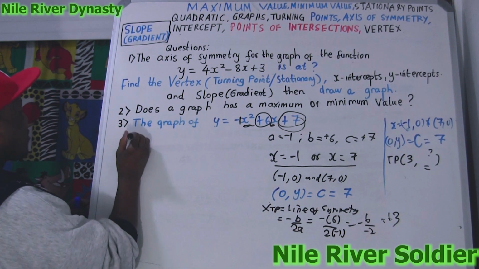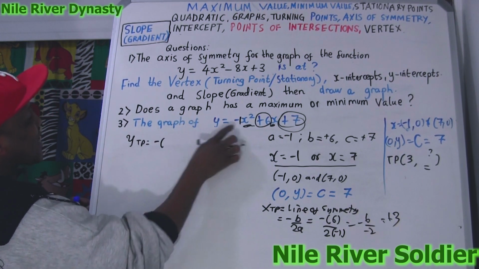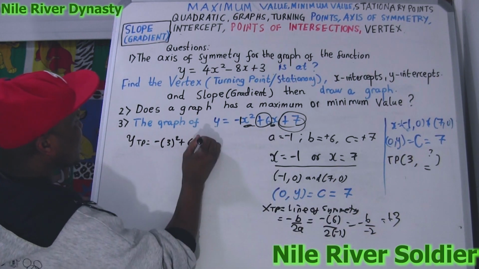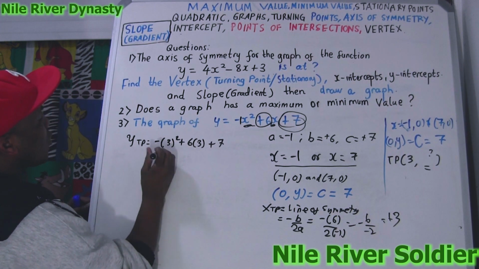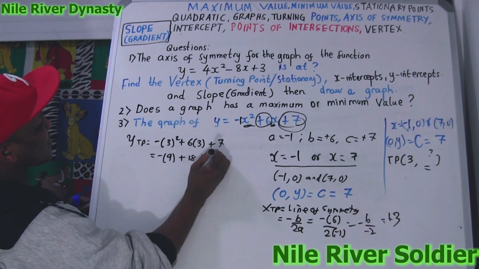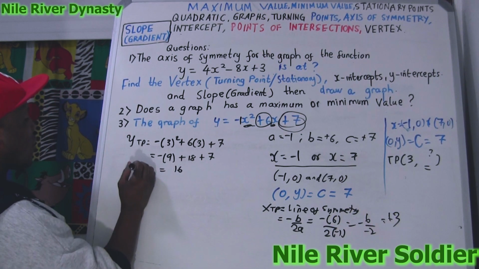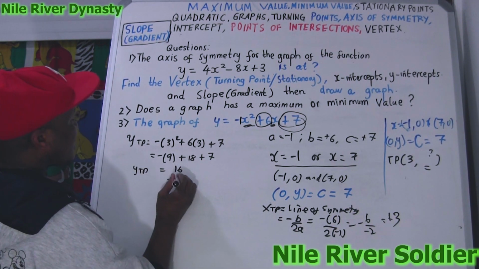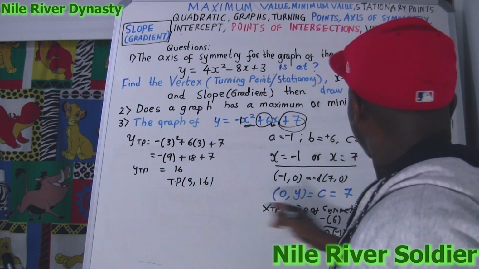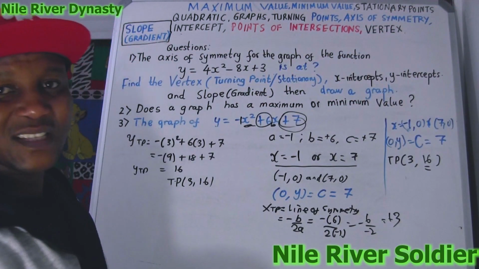Okay, cool. So y at the turning point equals negative 1 times x squared, where x equals positive 3, plus 6 times x, where x equals positive 3, plus 7. So we have negative 3 squared, which is 9, and then plus 18, since 6 times 3 equals 18, plus 7. This gives 25 minus 9, which equals 16. So our y at the turning point equals 16. Our turning point is x equals 3 and y equals 16. Cool. So we got the x-intercepts, y-intercept, and turning point, which is the vertex or stationary point.